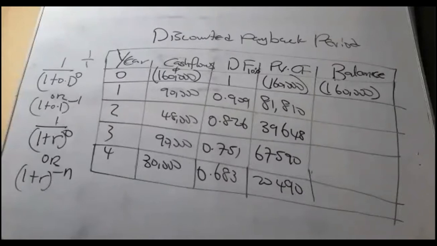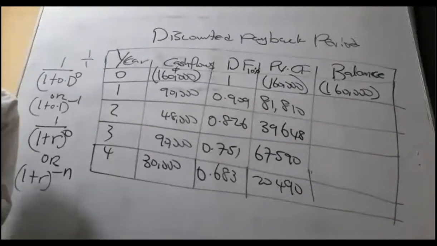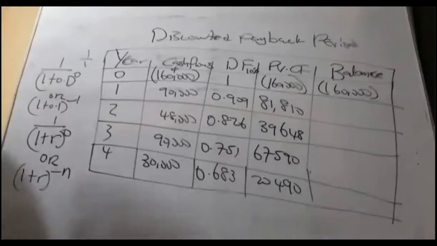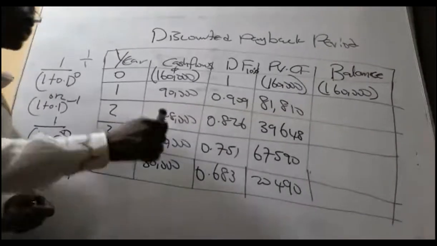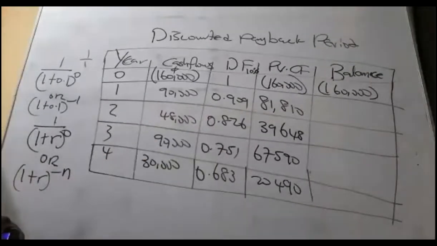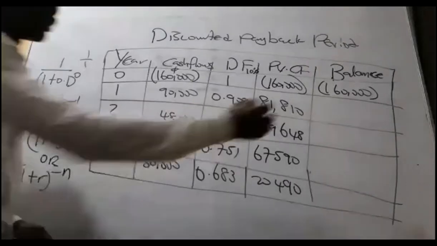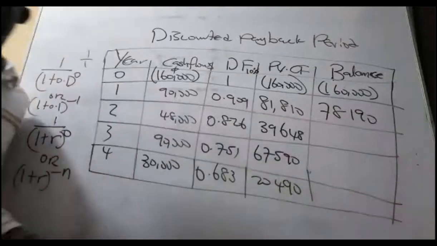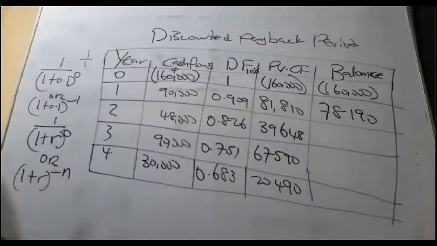160,000 less 81,810. That'll give us 78,190. So 78,190. Then we go to the second year.